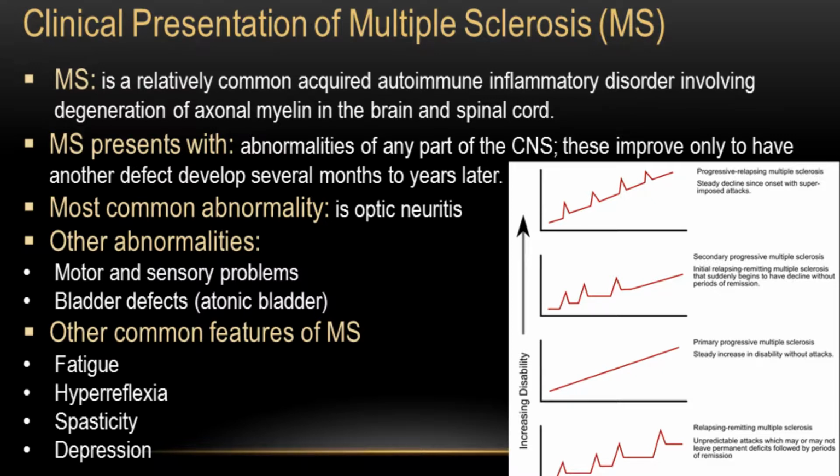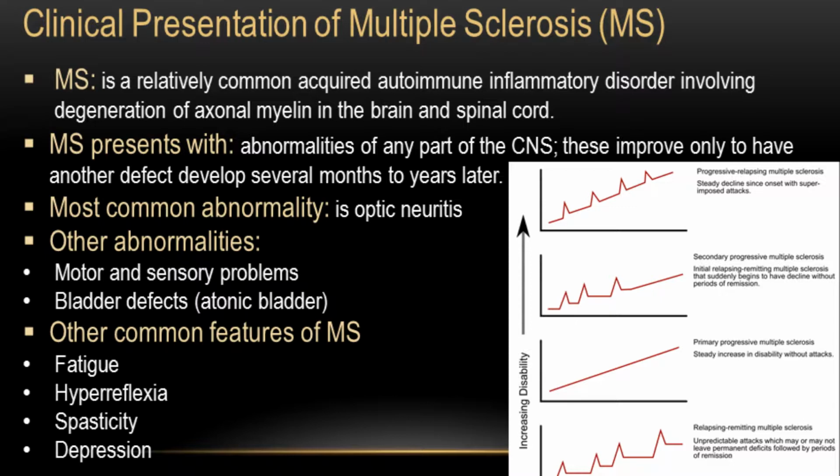So MS is going to present with abnormalities of any part of the CNS, and this will improve only to have another defect develop several months to years later. The most common abnormality is optic neuritis. You get visual affection, but you can get motor problems, you can get sensory problems, you can get sphincteric problems, bladder, atonic bladder, or any sphincteric problems. Also common features in MS are fatigue, hyperreflexia, spasticity, and depression.